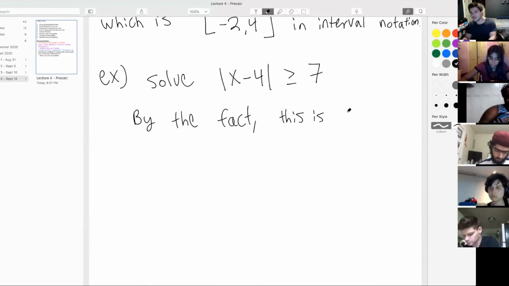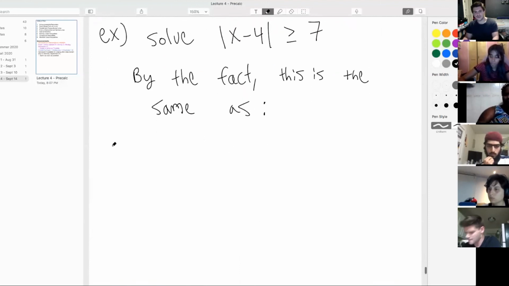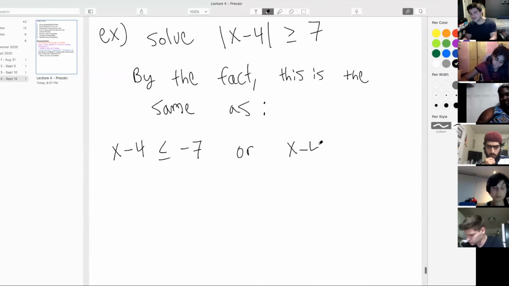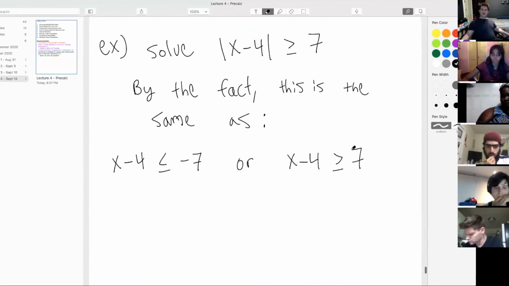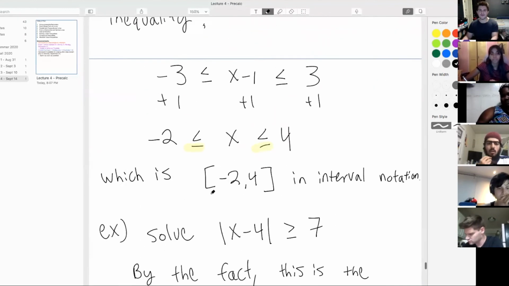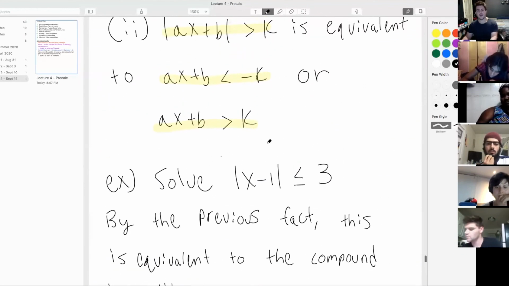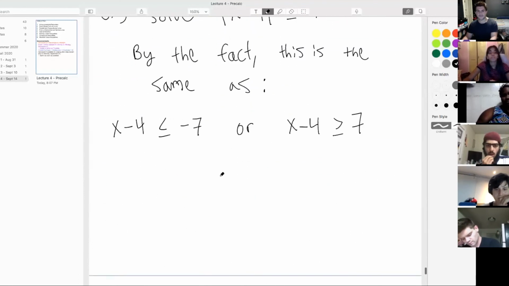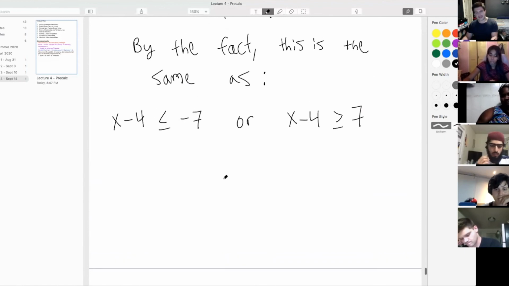By the fact, this is the same as the following: x minus 4 is less than or equal to negative 7, or x minus 4 is greater than or equal to positive 7. To see how I got this, you just need to look up at the fact here. You just rewrite it using these two highlighted portions.